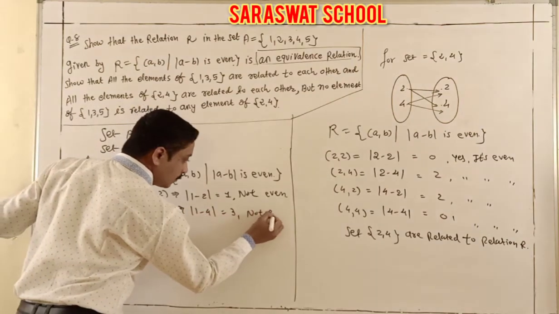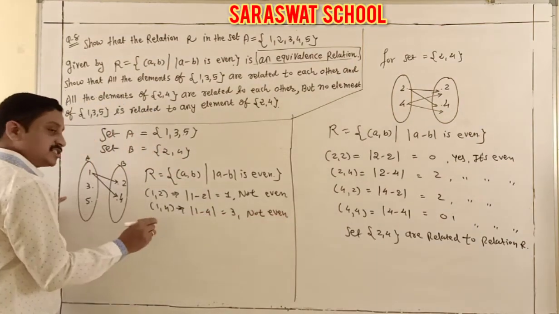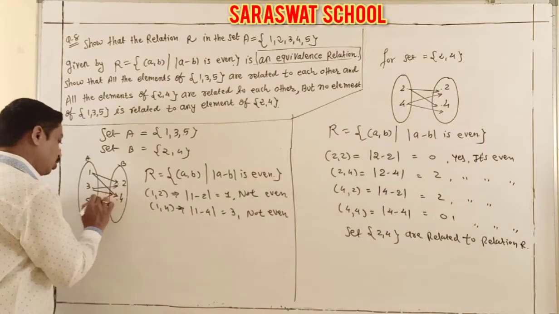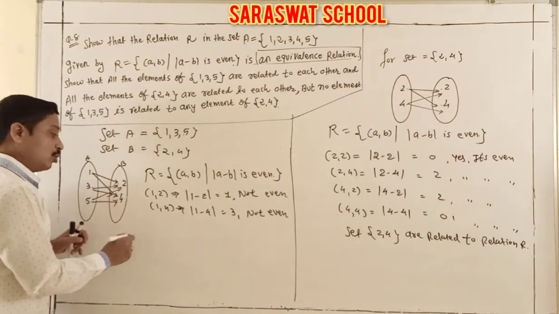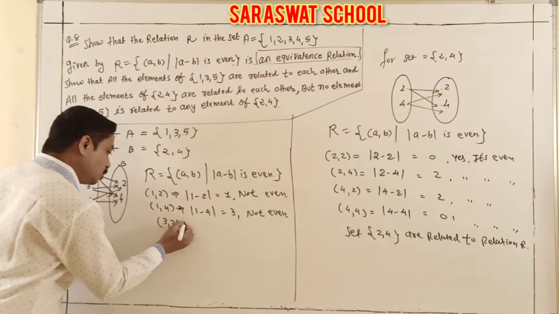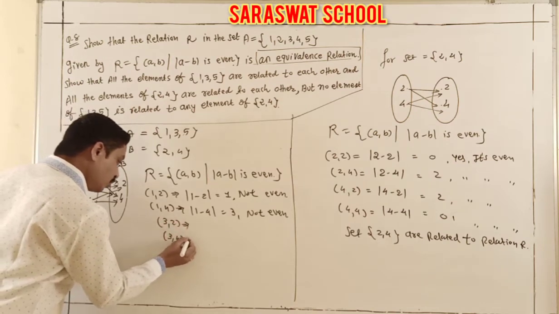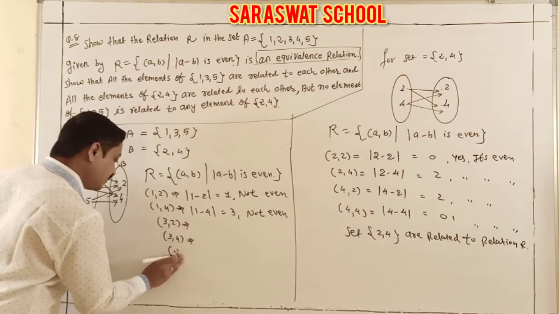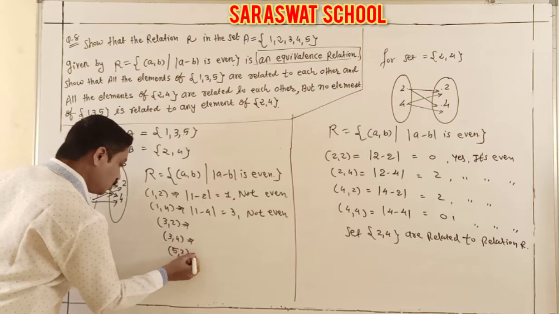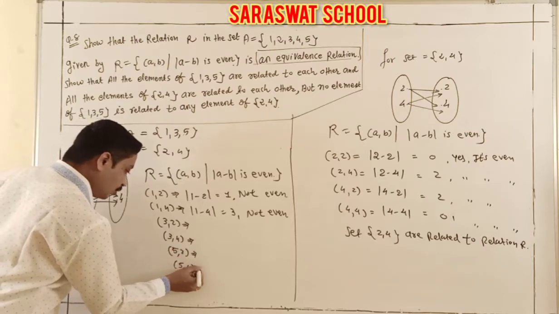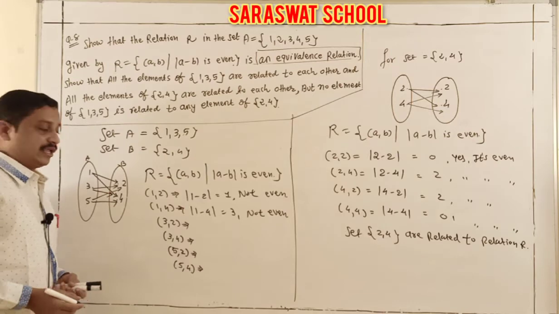Not even. Same as next, I am going to check 3, 2, 3, 4. 5, 2, 5, 4. All I am checking: 3, 2, 3, 4. Next, 5, 2, and last 5, 4. Those are the final pairs.